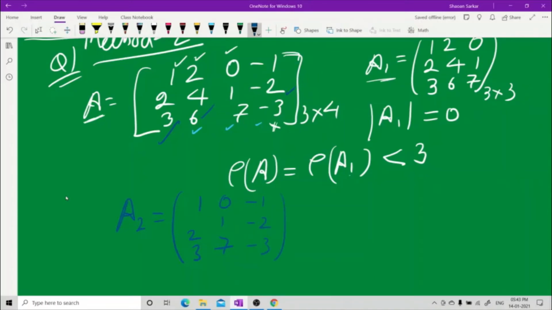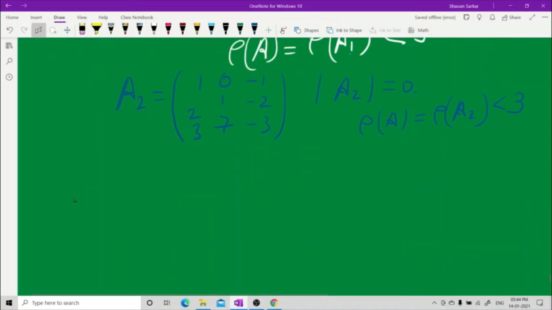If I take the determinant of this, I'll still get a 0. Therefore the rank of A will also be equal to the rank of A2, which is less than 3. Had this been nonzero, then only we'd understand; let me explain.